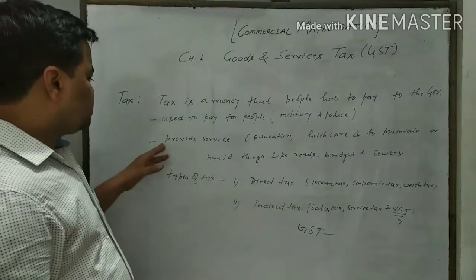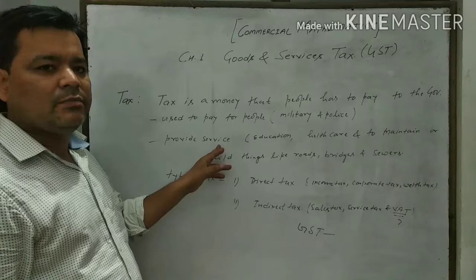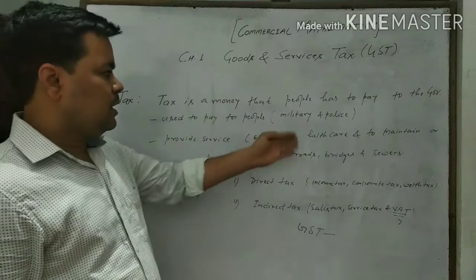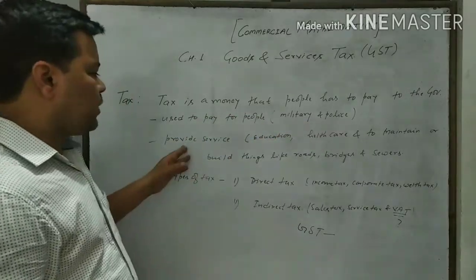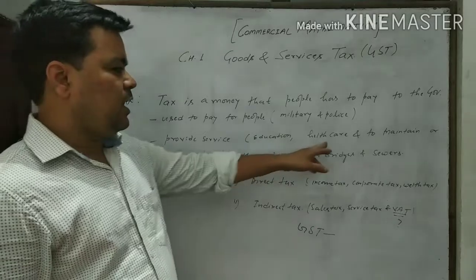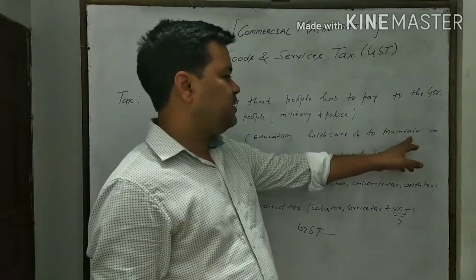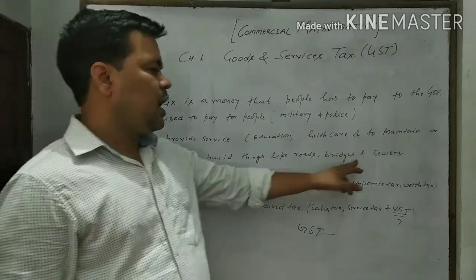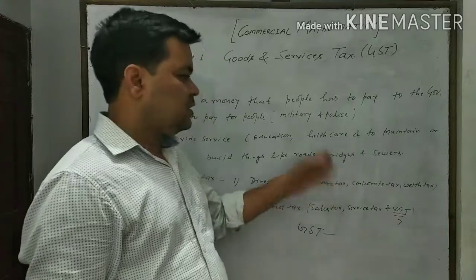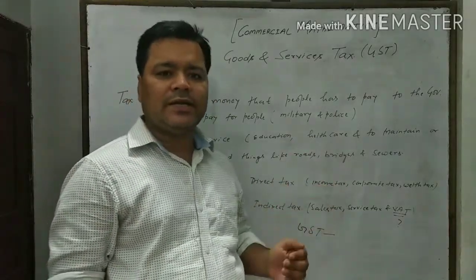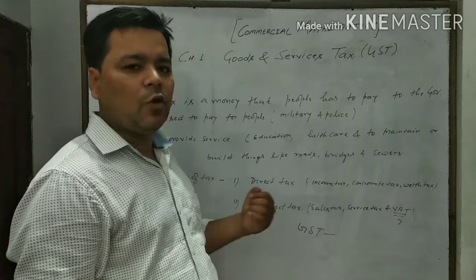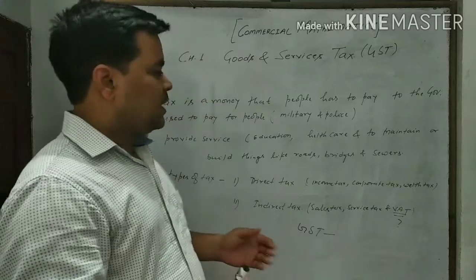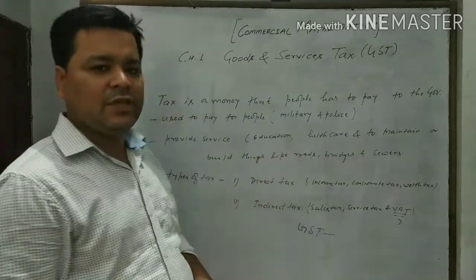The next one: it provides services. Tax is used in paying people such as the military and police, and to provide services like education, healthcare, and to maintain or build things like roads, bridges, and sewers. This means the money collected by the government from the citizens of any particular country is used in these things.